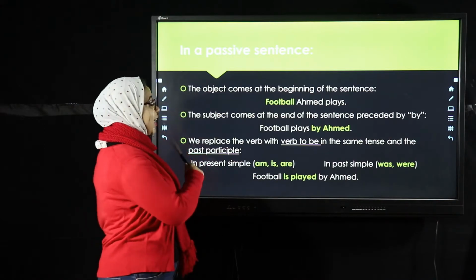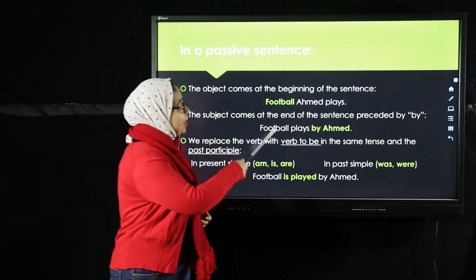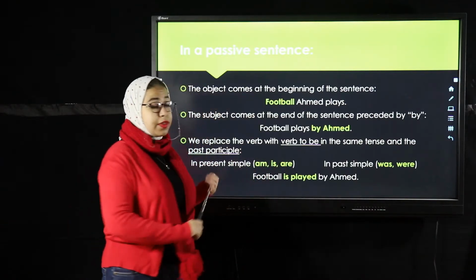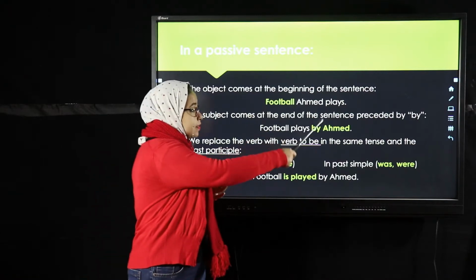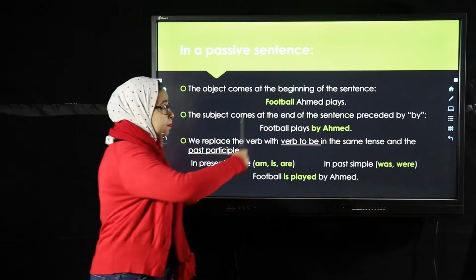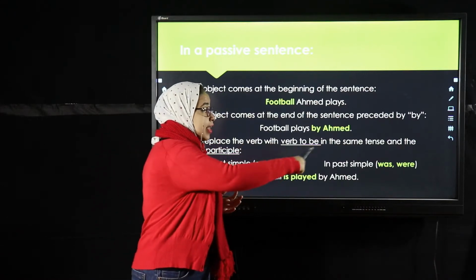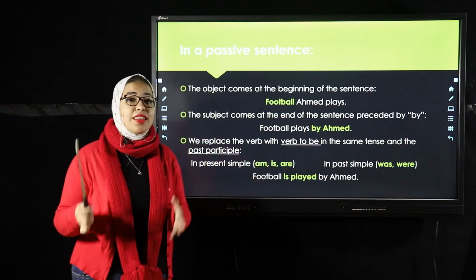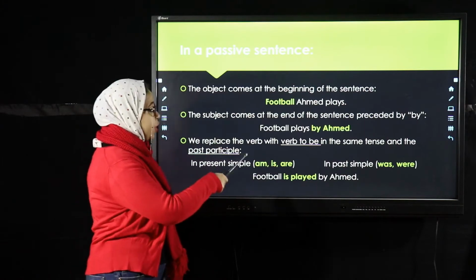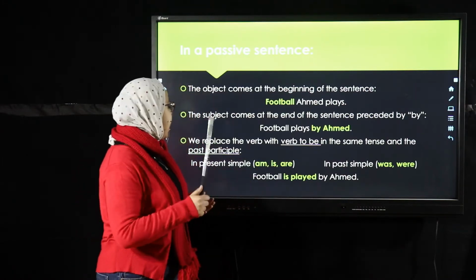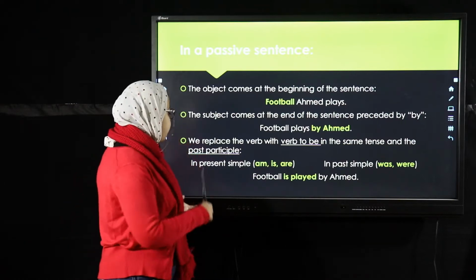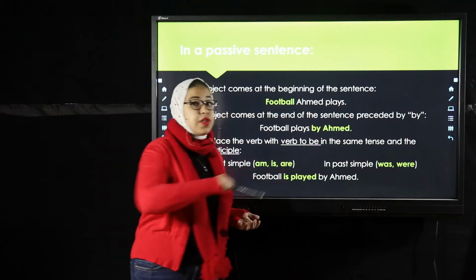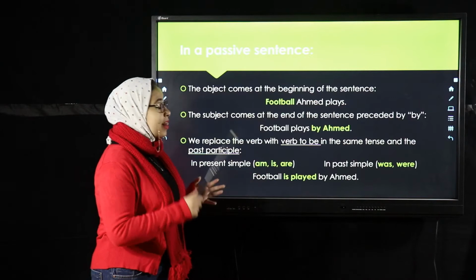Okay? And then the second step of our game, the subject comes at the end of the sentence preceded by the word by. So football came at the beginning, and then I changed the place of the subject of the sentence to the end of the sentence, saying by Ahmed. And then the third and last step is changing the verb itself. So we replace the verb with verb to be in the same tense and the past participle. So in the present simple we add am or is or are, and then in the past simple we add was and were, and we add the past participle.